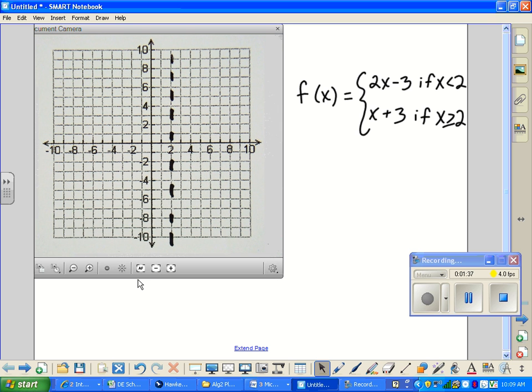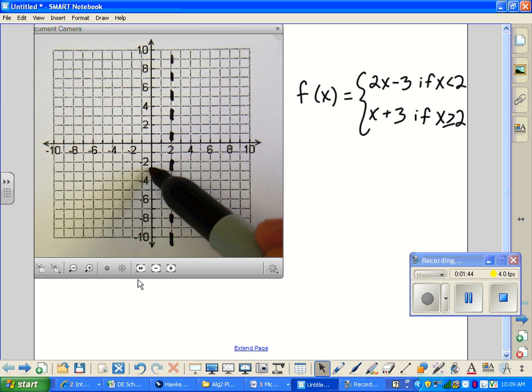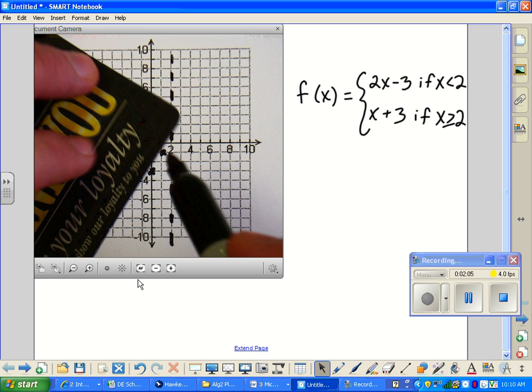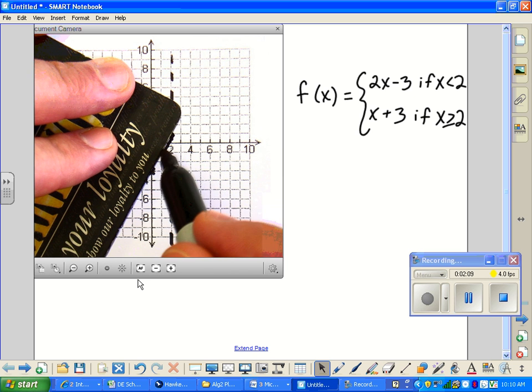All right, so let's graph 2x minus 3. Y'all walk me through how to graph that. So where do I go? All right, negative 3, and then we do what? Rise 2, run 1. Okay, so I'm going to draw a line through those 2 points, but this line only is going to be on the left side of 2. So when I get to 2, I've got to stop. Okay, let's draw that. It's going to be like this.